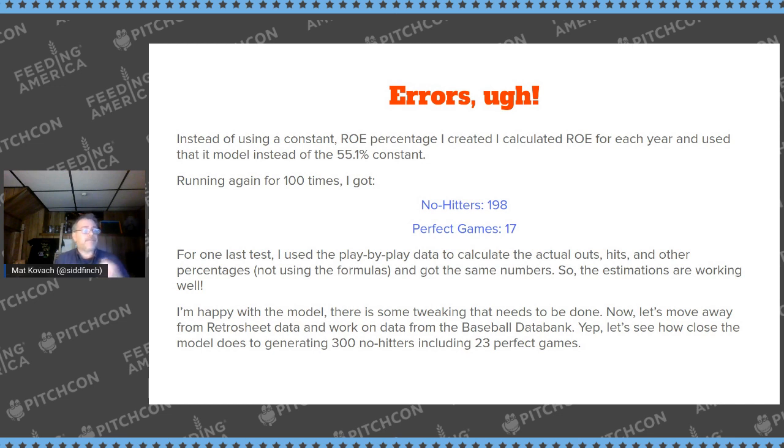So for me, I said this model is working. We have a problem with the ROE. It's going to cause us to be off, and it could cause us to be off significantly as we get back to less data. But I think the general model of outs divided by batters faced and hits divided by batters faced works. The problem we have is properly calculating the batters faced.